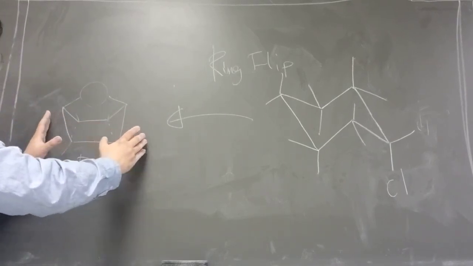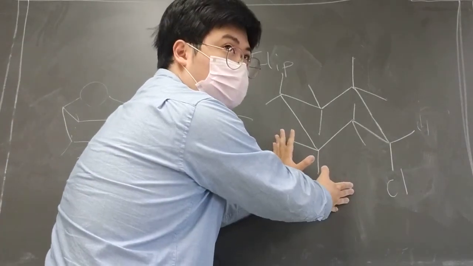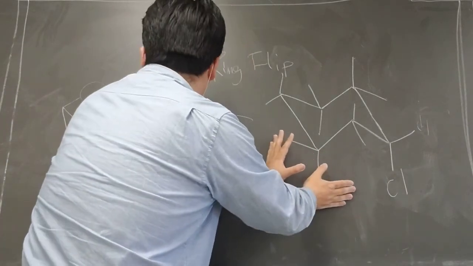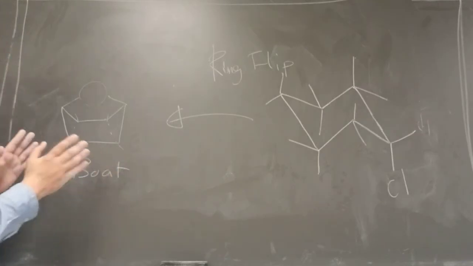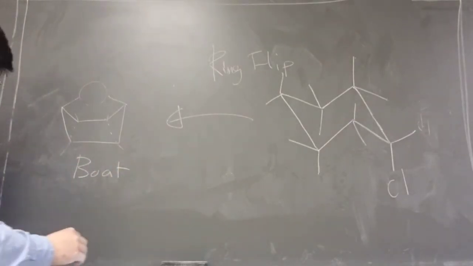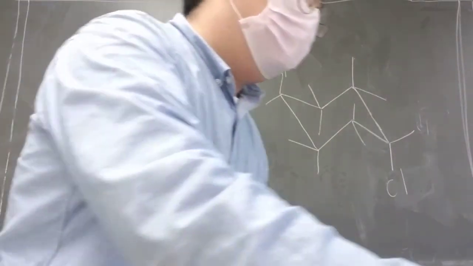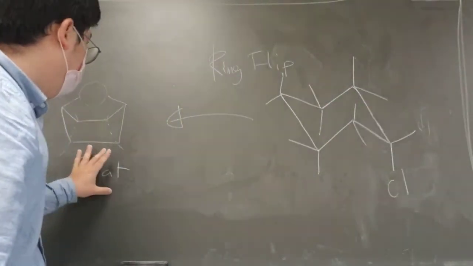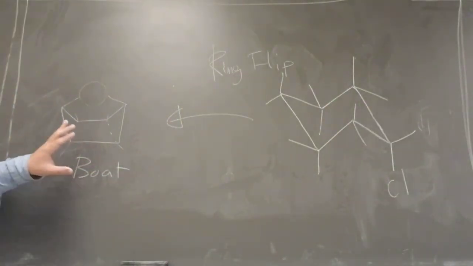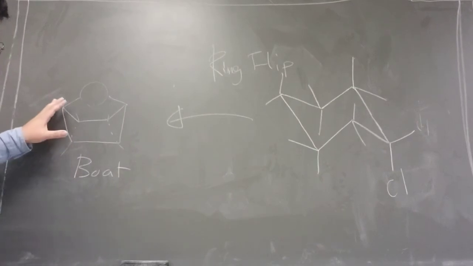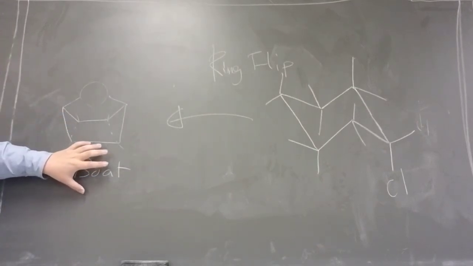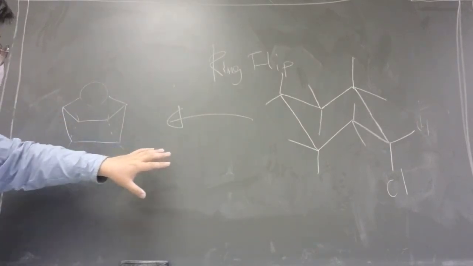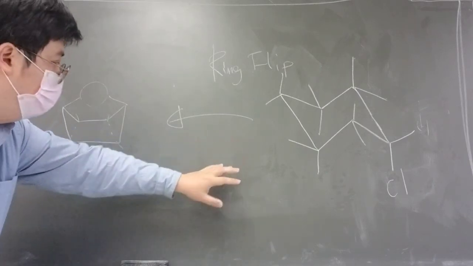more unstable than this one, the chair conformation, which most of the time is the most stable conformation, but this is not really. This is quite unstable. There's one more state that is more unstable than this one, but I'm not going to mention it today. So anyway, this is less stable than this one, or you can say this is more unstable than that one.